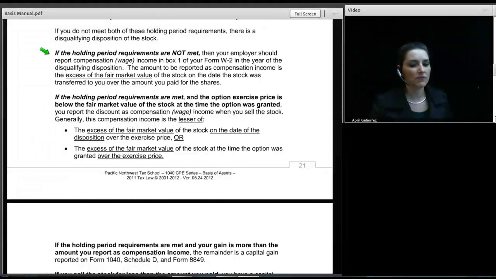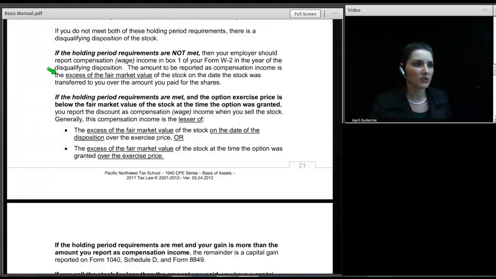If the holding period requirements are not met, then your employer should report compensation income in box 1 of your W-2 in the year of the disqualifying disposition. The amount to be reported as compensation income is the excess of the fair market value of the stock on the date the stock was transferred to you over the amount that you paid for the stock.